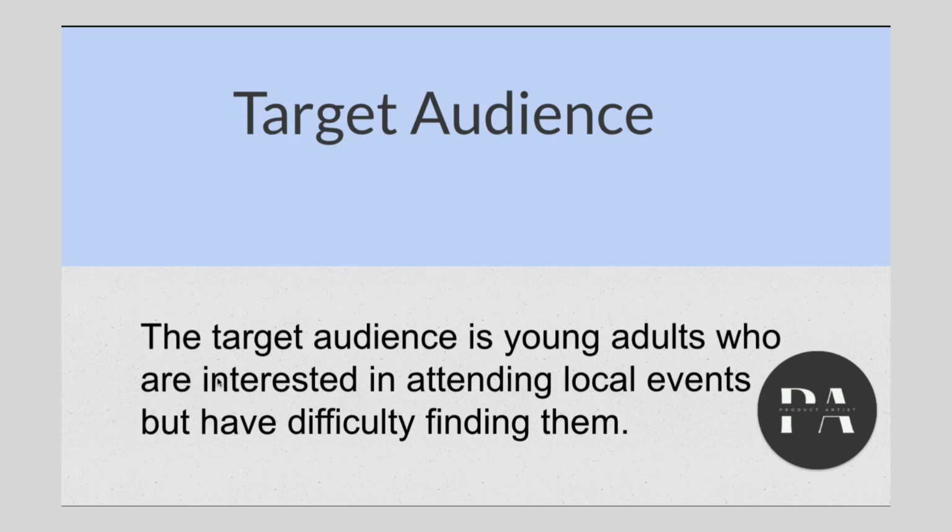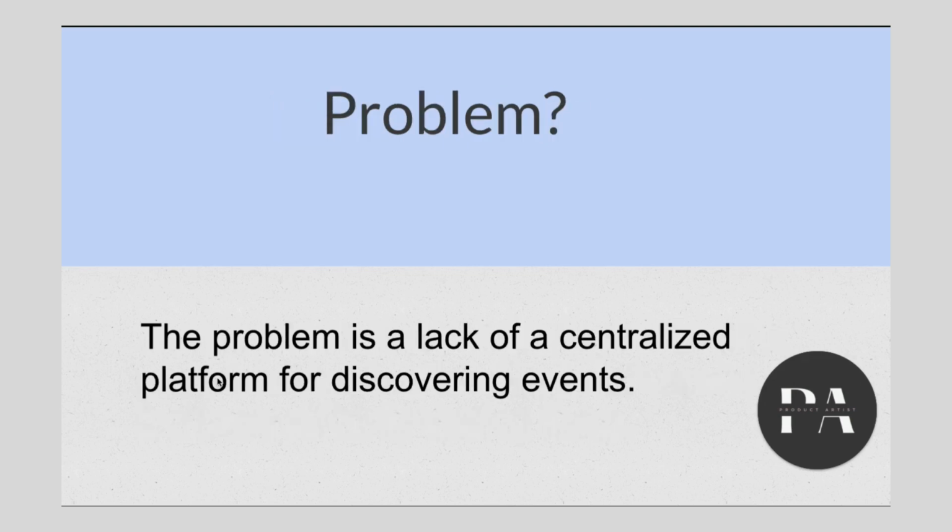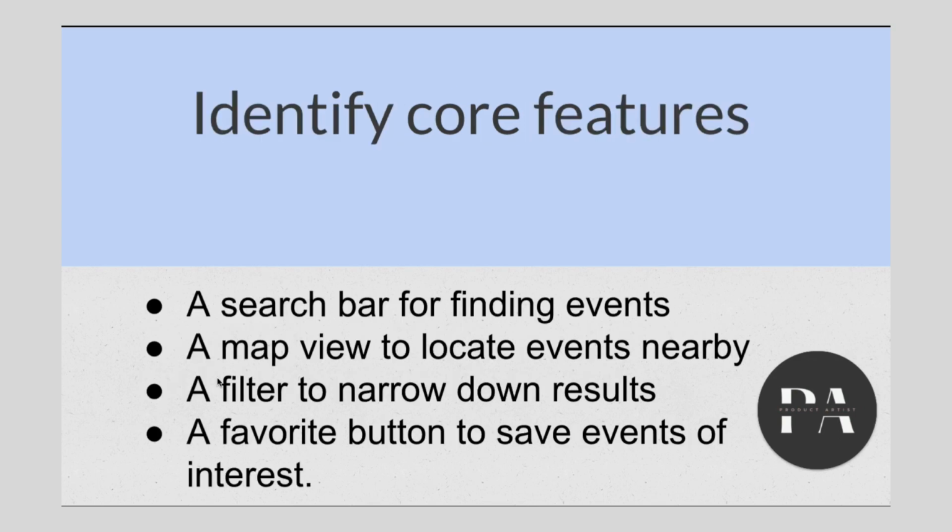Okay, then what's the problem? The problem is a lack of centralized platform for discovering events. Okay, we don't have an app for that, maybe. So that's why this is the problem which we need to solve. So now we have to identify the core features. So let's talk about the core features.